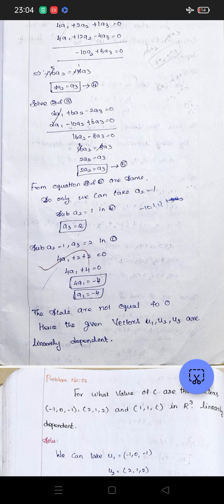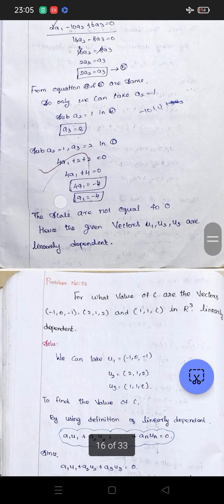So here the scalars: a1 is equal to minus 4, a2 is equal to 1, a3 is equal to 2. The scalars are not equal to 0. So the given vectors are linearly dependent.